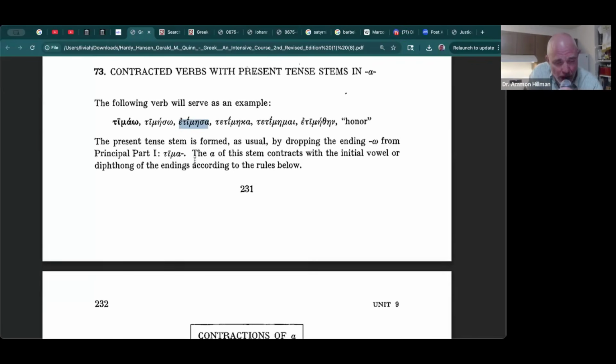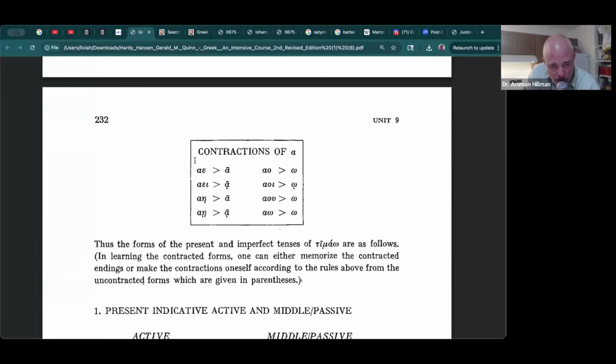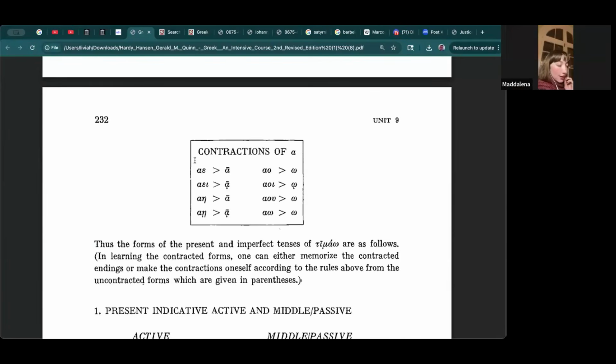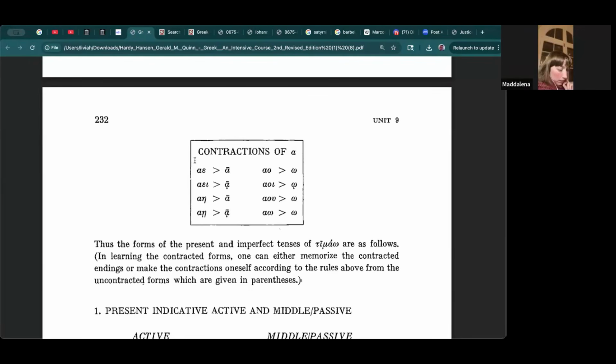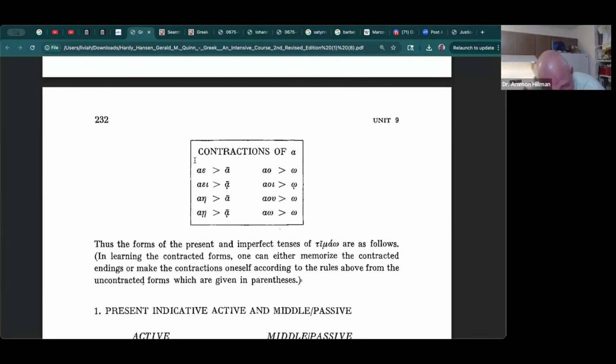Good. These are alphas. Now just jump down to 232 where the box is. Unfortunately, this is what you should really memorize from this chapter, not all the paradigms. You should be able to work this chart. All this chart says is when you contract an alpha and epsilon, you get that lengthened alpha. When you do an alpha epsilon and iota, you get an alpha iota. Alpha eta turns into an alpha. Alpha eta iota turns into an alpha iota.